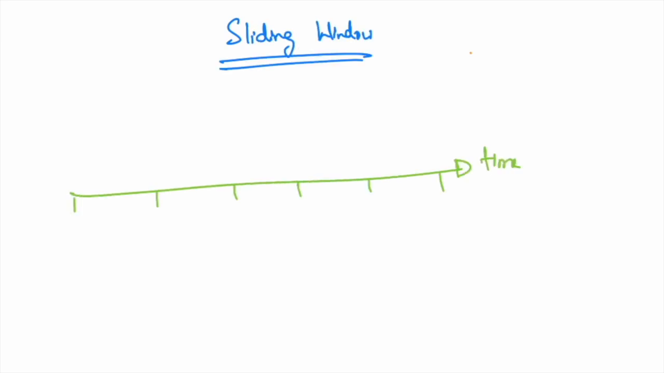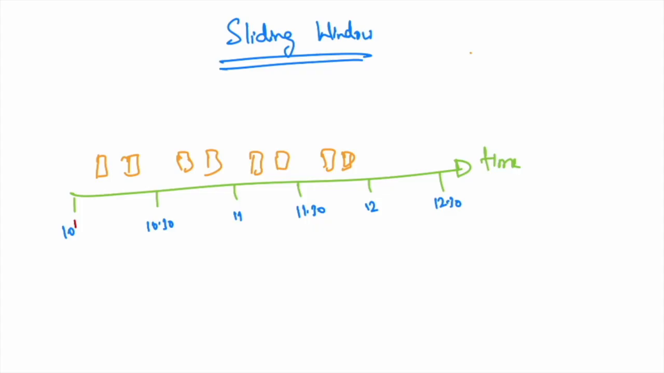Now we have another type of window which is called a sliding window. So we have the time and we were dividing this, let's say 10, 10:30, 11, 11:30, 12, and 12:30. And we have some events coming in. Previously, what we were doing is dividing the time into specific windows, 10 to 10:30, 10:30 to 11, or 10:15 to 10:45, something like that, and then grouping the events in those time chunks.